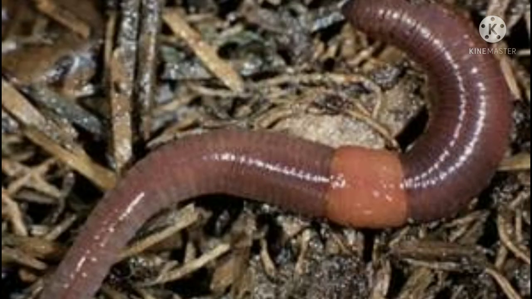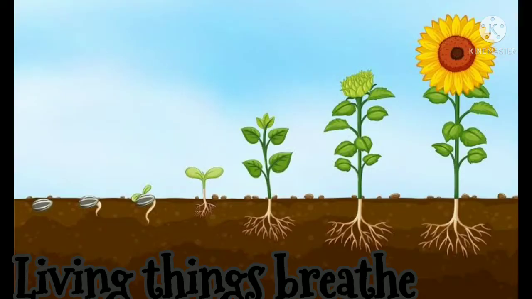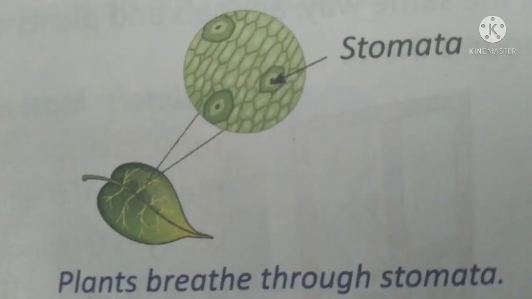Earthworms breathe through the skin. Plants breathe through small pores present in their leaves. These pores are called stomata.